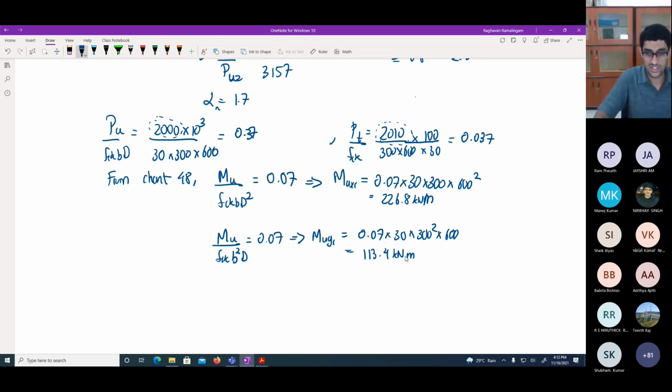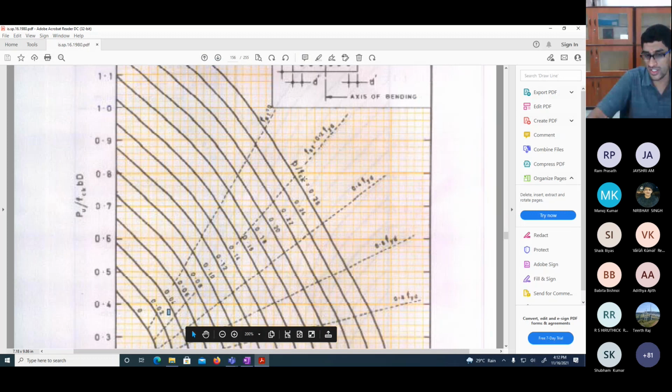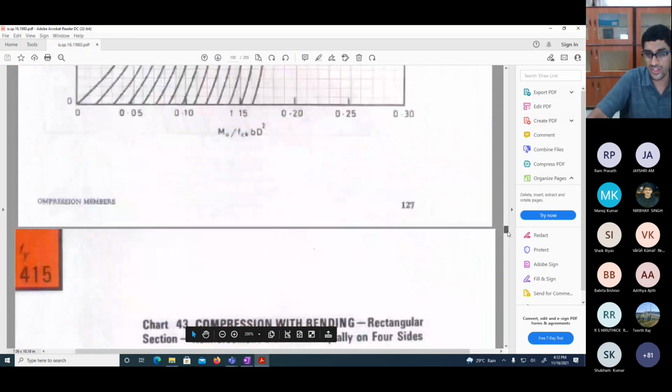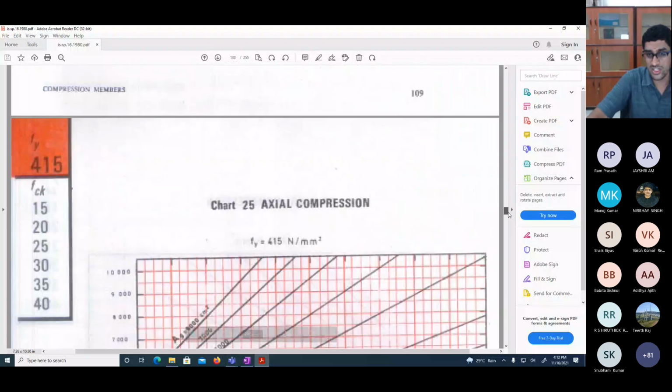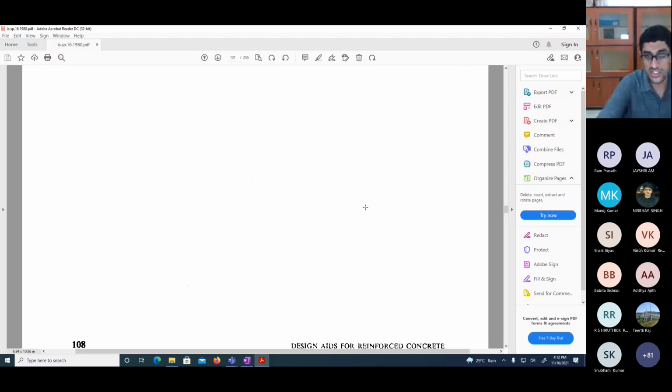When we finish this problem, with the next step, you will understand why we need to take a much higher quantity of steel than what we require initially. The next step is that we have to use the interaction equation. So what is an interaction equation? This is an interaction equation.